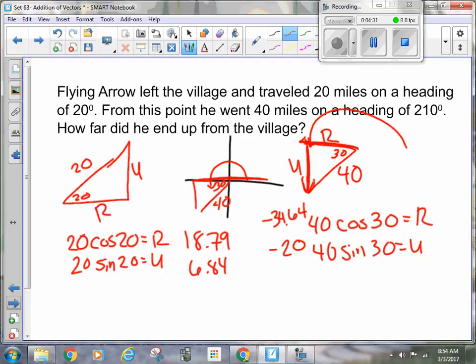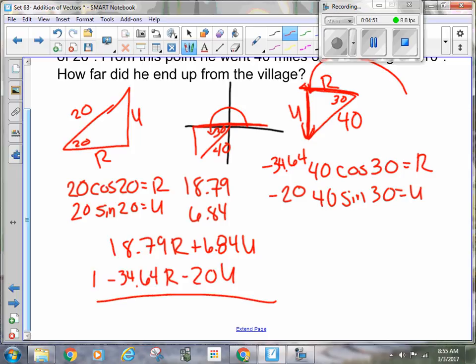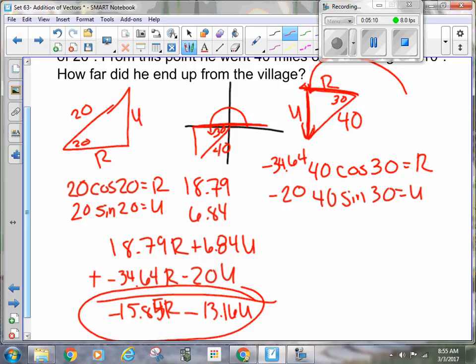Okay, so I'm going to write them both into my polar coordinates. So I have 18.79R plus 6.84U for my first one. And my second one is going to be negative 34.64R minus 20U. Big addition problem here. And we end up with negative 15.85R and a negative 13.16U. So we'll leave our answer like that.